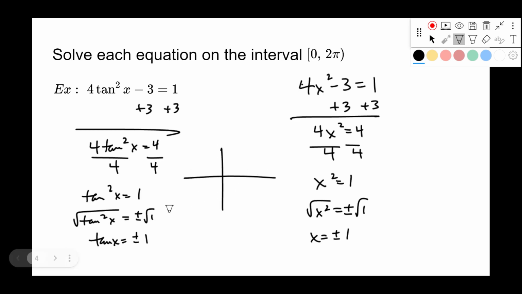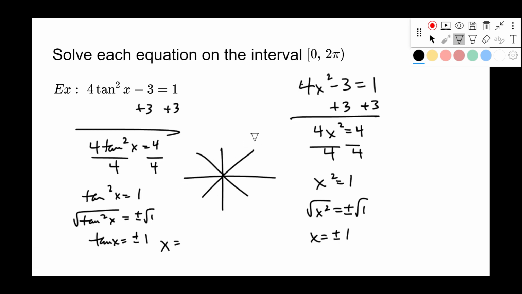Okay, now tangent. Tangent's y over x. Where's the tangent function positive or negative? Well, it's positive in quadrants 1 and 3, and then it's negative in 2 and 4. So I'm going to get 4 answers to this problem. Okay, 4 answers are going to come up here. 2 positive ones, 2 negative ones.